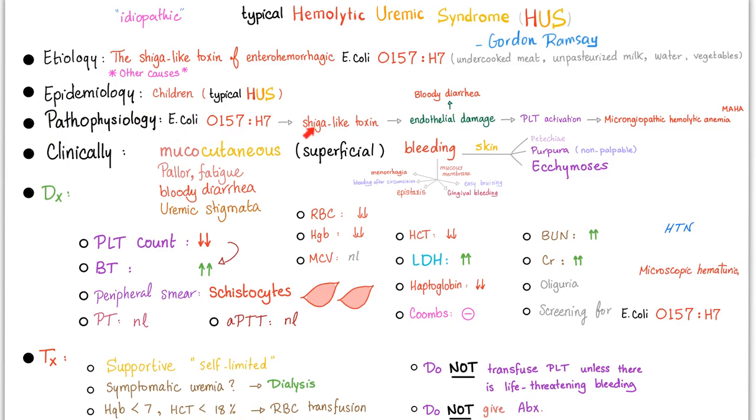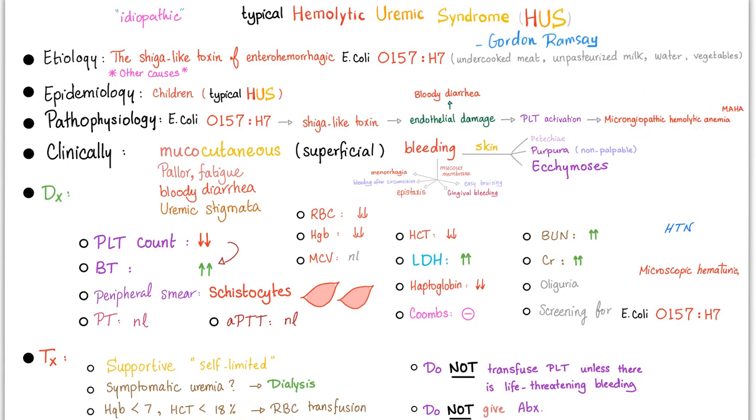Pathophysiology, the E. coli will produce a Shiga-like toxin. Not Shiga toxin, but Shiga-like toxin, which will lead to endothelial damage and epithelial damage, which will lead to bloody diarrhea. The endothelial damage will lead to platelet activation and microangiopathic hemolytic anemia.